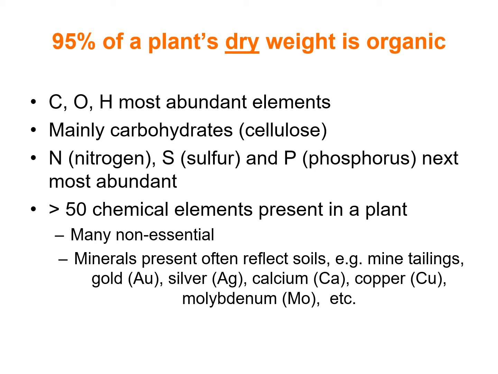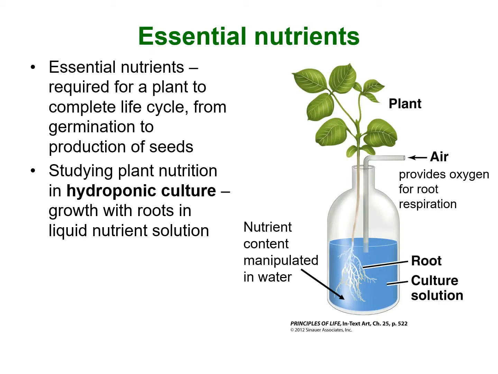They're just there because they get taken up from the soil, but they may not have a particular role in plants. Some of those include things like, if you grow a plant in soils that have a lot of particular metals in them, like mine tailings, there's a lot of gold, silver, copper, molybdenum, and things like that in the soil, and it will just take up those compounds because they're there. They don't necessarily all have particular roles in plant function, although calcium and copper and molybdenum do, as we'll see.